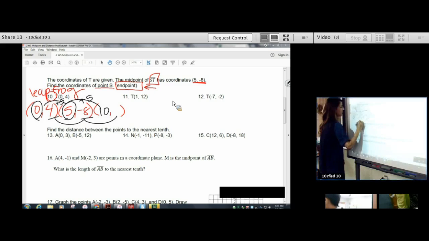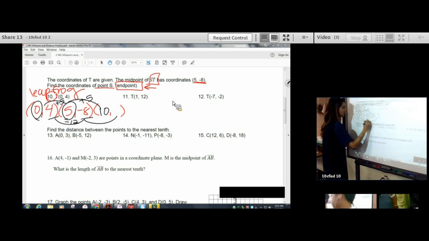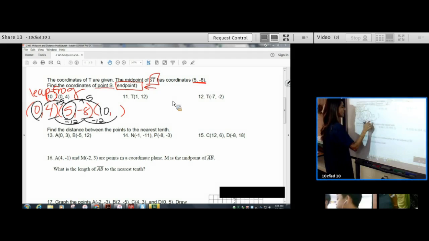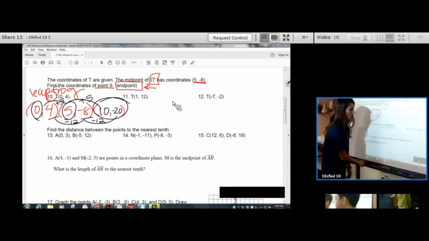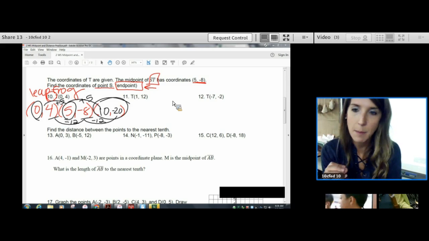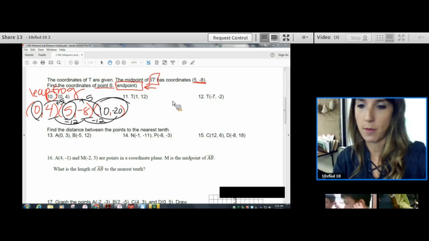We're going backwards here. We're going backwards 12. So we just go backwards 12 once again. Negative 8 minus 12, negative 20. So 10 comma negative 20 was the end point. That's not a midpoint problem. It's an end point problem.